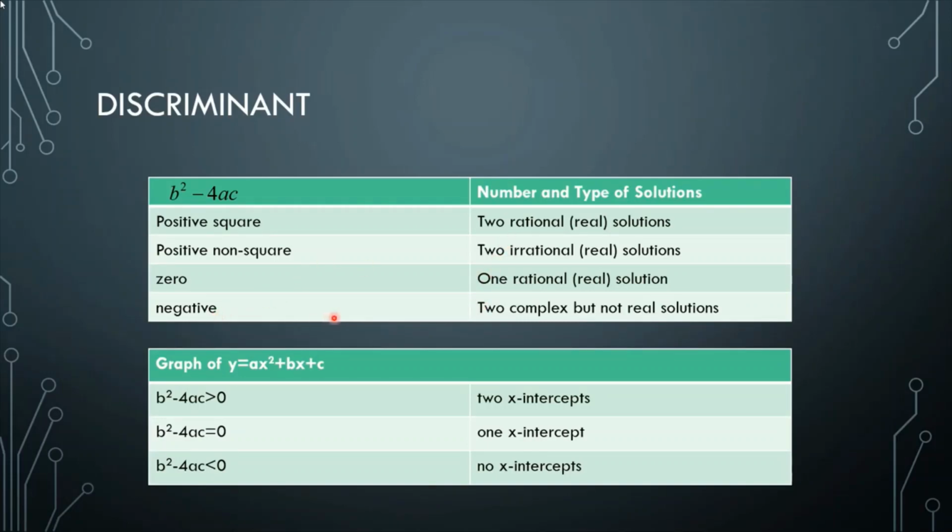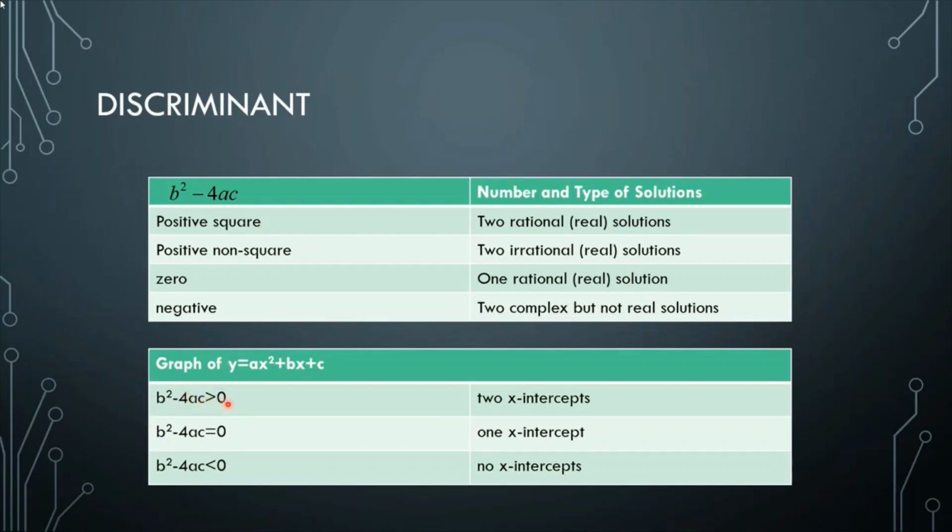Now, if it's negative, then it's two complex but not real solutions. Now, complex but not real means that it's imaginary. And if you recall from the previous units that we just recently went over, when we took a square root of a negative number, it was not real. So same thing's going on here.